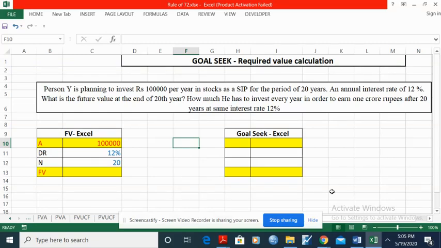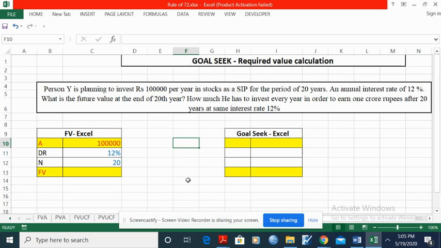In today's session, let's understand how to calculate the goal seeking function using Excel. It is also called required value calculation. In our illustrative example, Mr. X is planning to invest 1 lakh rupees per year in stocks as a systematic investment plan, SIP, for a period of 20 years, at an annual interest rate of 12%. What is the future value at the end of the 20th year? Also, he wants to know how much he has to invest every year, that is the annuity value, in order to earn 1 crore rupees after 20 years at the same interest rate of 12%.